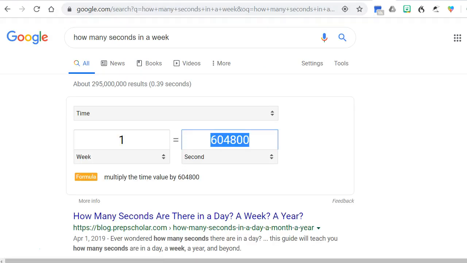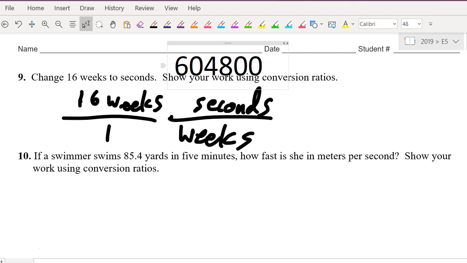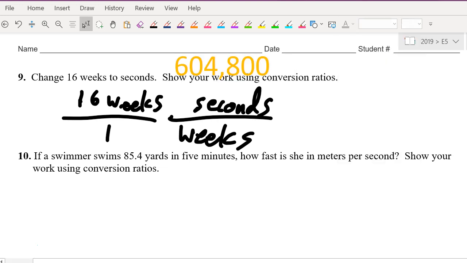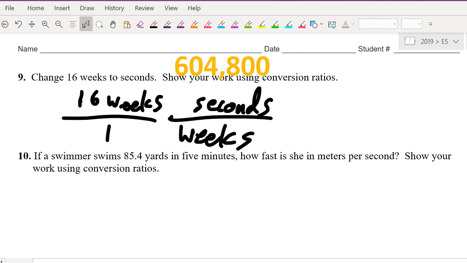It's 604,800. I copied and pasted. All right, that's true. But we're going to finish this way. It is a good idea. So weeks cancels. We do 16 times 604,800.